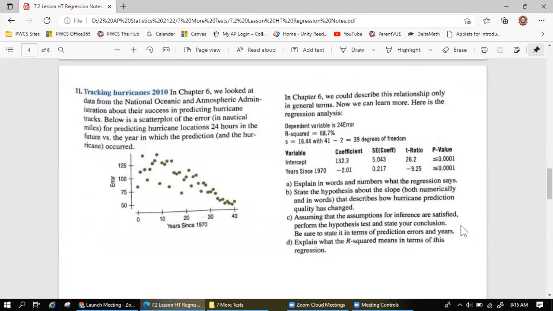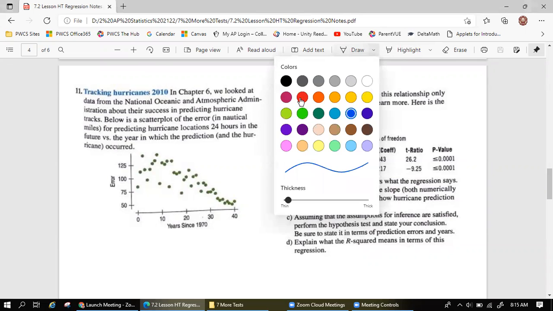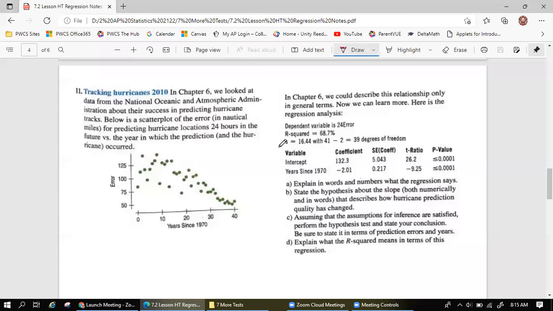So let's look at an example here. Take a second to read this. So we're looking at a plot. And the relationship we're looking for is how many years we've gone since the year 1970 and our ability to successfully predict hurricanes. And we get a computer model output over here. And we've read these before, but it's good to go over them again.